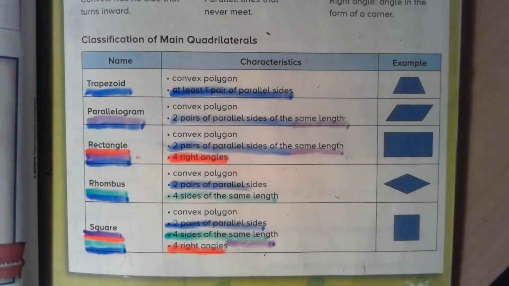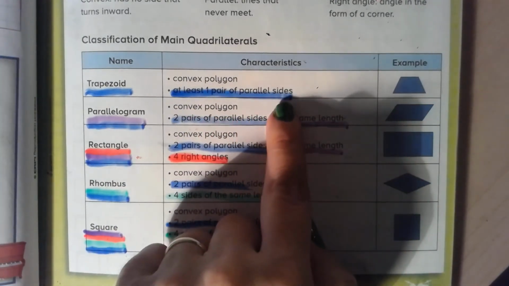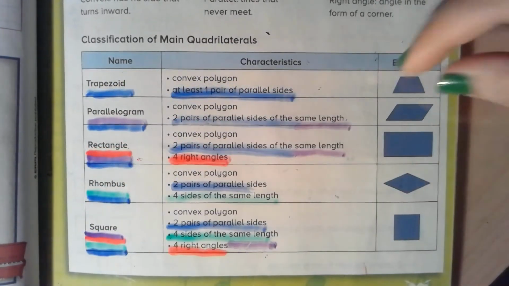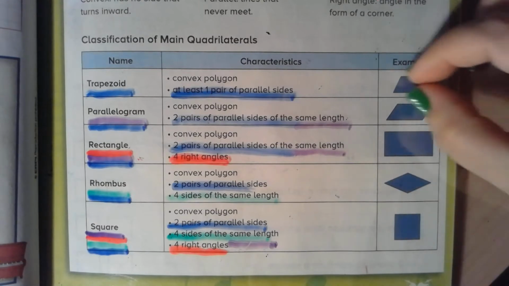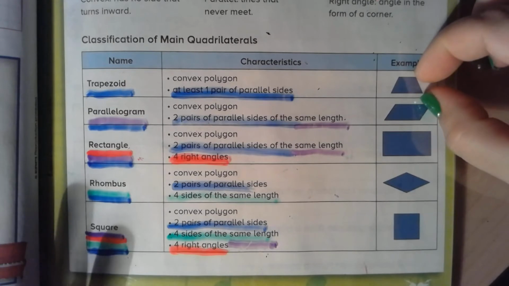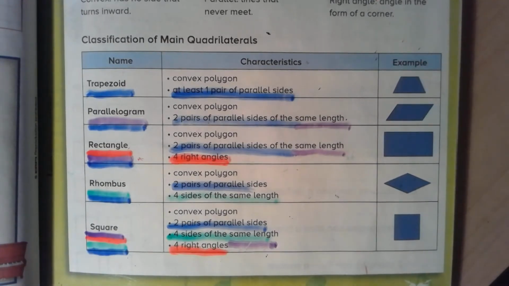Remember, think of like your socks. A pair of socks means you need 2 of them. So at least one pair of parallel sides means you need 2 lines that are parallel. These 2. These sides are going to be parallel and at least one pair. So think of your socks. You need 2 of the lines to equal one pair. Okay, so that's a trapezoid.